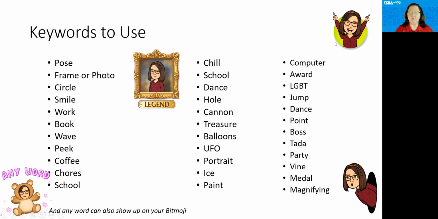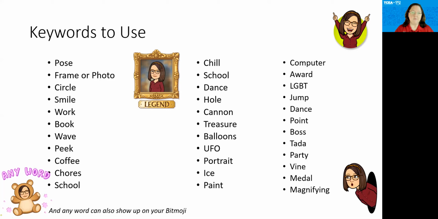If you type in circle, you're going to get your Bitmoji coming out of a circle like this, and it has lots of different colored circles available. If you type the word hole, your Bitmoji appears to be peeping out of a black hole kind of thing. And so you can see lots of different choices in here. And they add new Bitmojis every month, so keep that in mind.